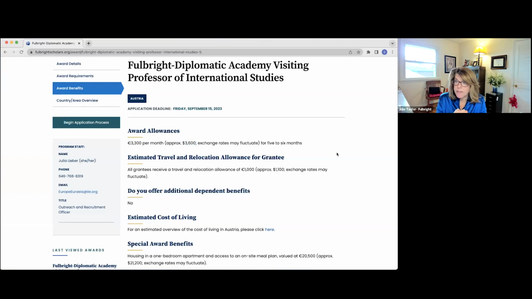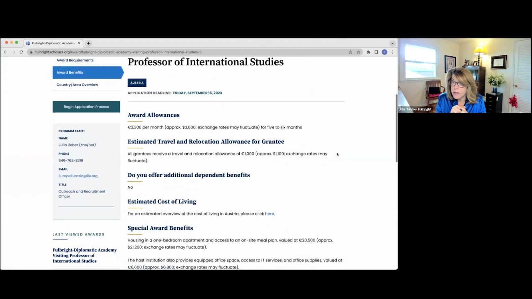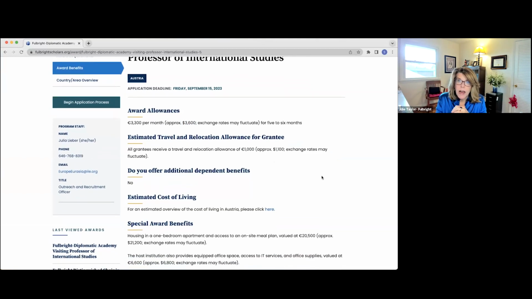This one does not offer dependent benefits. The other one also did not. But you know, our teaching awards in sub-Saharan Africa, they offer private school. So as you can see, it obviously varies substantially. If you could stop sharing.